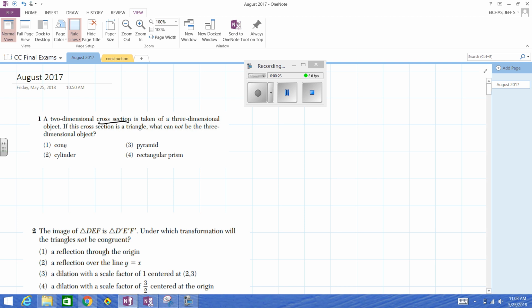Now, what we want to make sure is that we do not have a 3D figure that can produce a cross-section that's a triangle. A cone can. If we draw a cone and slice right down the middle, the shape that we would produce is this right here. So that would be a triangle.